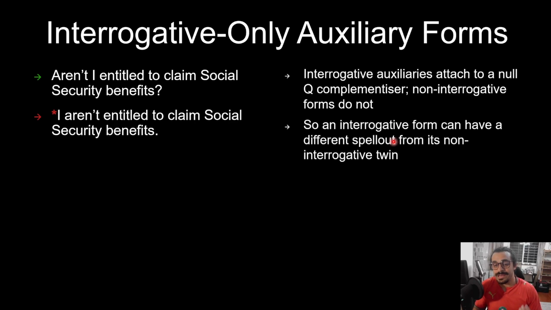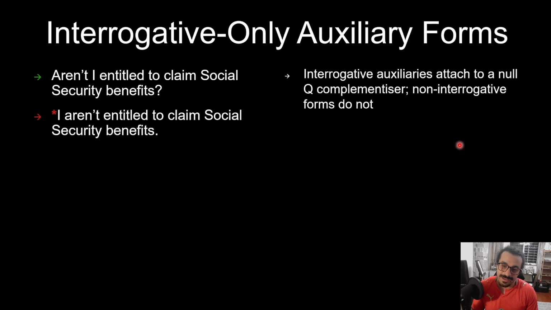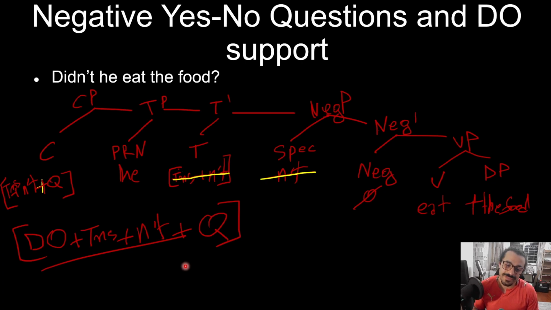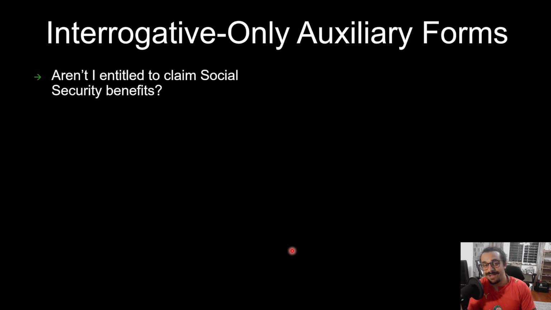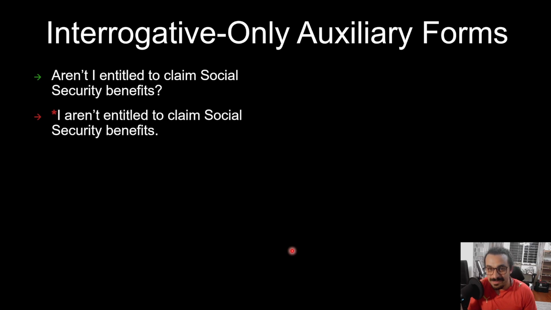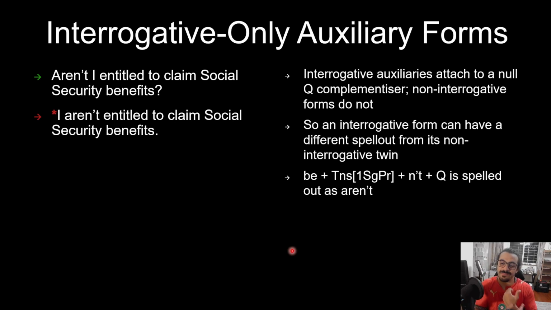So we can say that an interrogative form can have a different spell out from its non-interrogative form. That is to say, if we look at the previous slide, because of the Q over here, the auxiliary is spelled out in a different way than what it would have been spelled out as if it wasn't for the Q being there. And that's why we have "aren't I" instead of what else? We can say "amn't I". That's why we have "aren't I". So you can say that be plus tense, first person singular pronoun, plus the clitic negative, plus the Q is spelled out as "aren't". This is one explanation that we can put forward to explain this phenomenon.